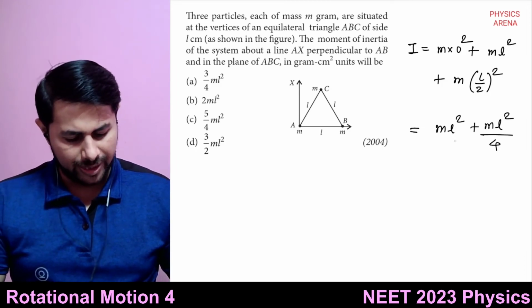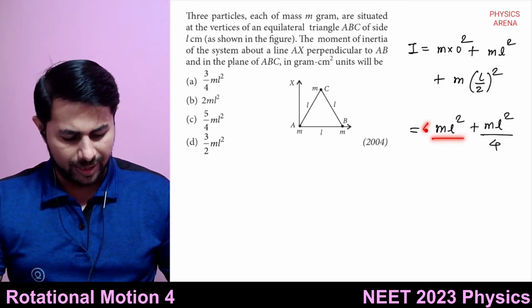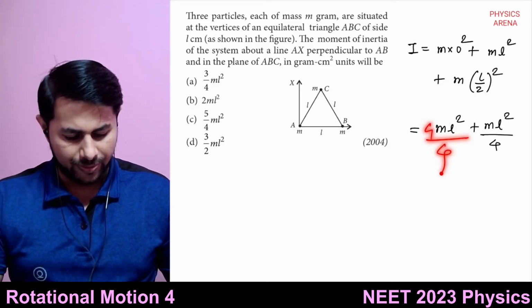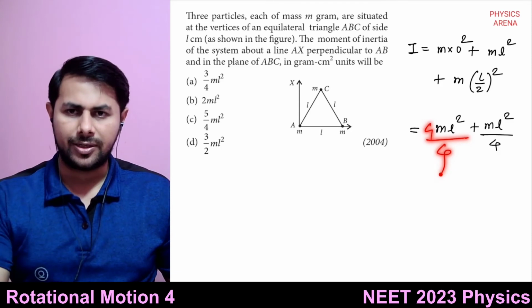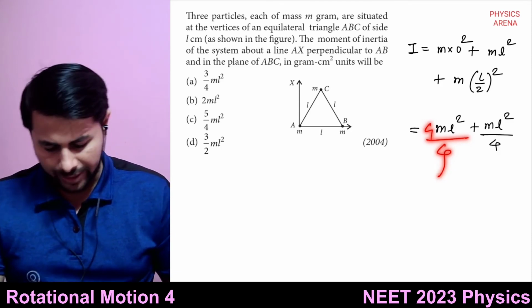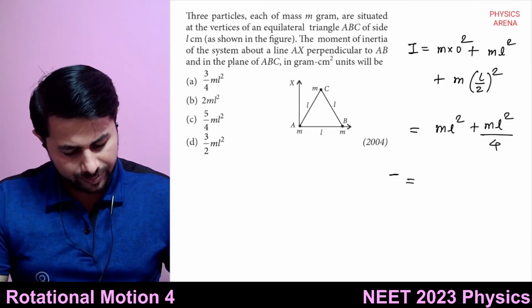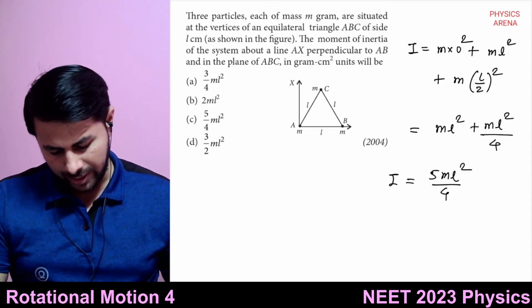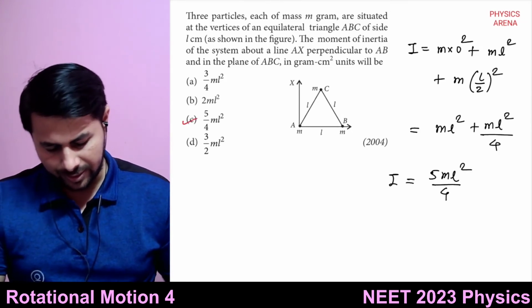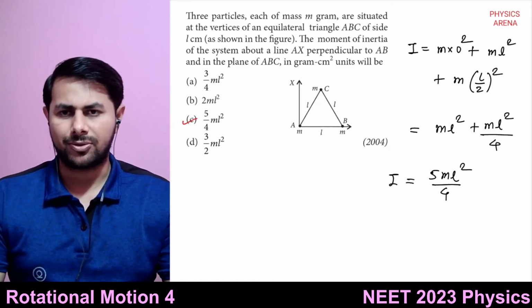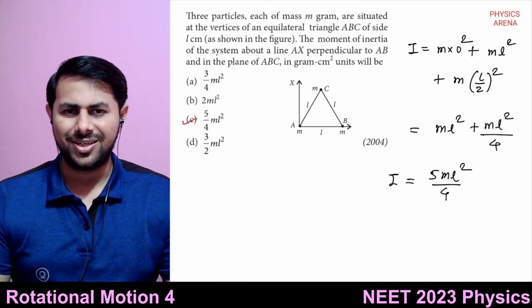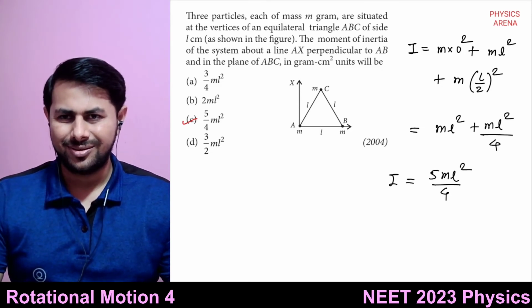Make the denominators equal by multiplying and dividing by 4. So this will be 4 m L square by 4, so 4 plus 1, m L square by 4. That is 5 m L square by 4. This is the answer. Option C is the answer. Very simple question. Is it clear? Or is there a doubt?